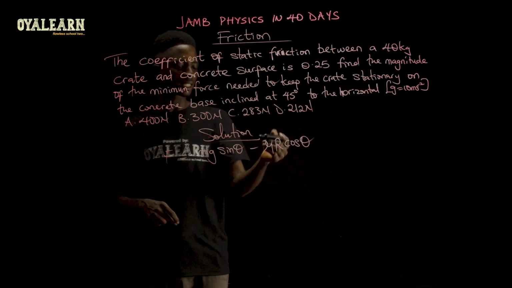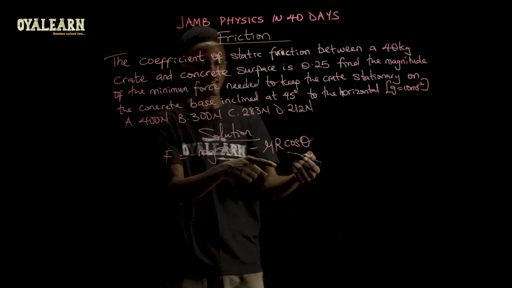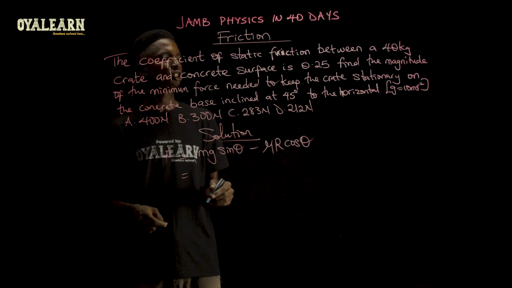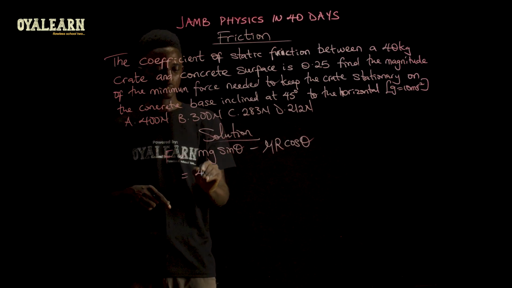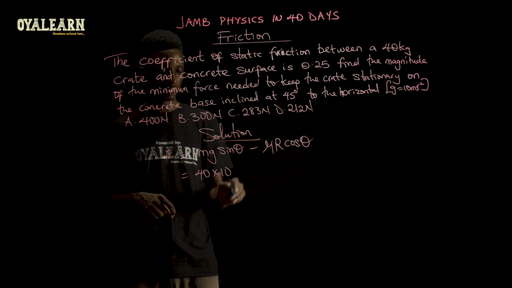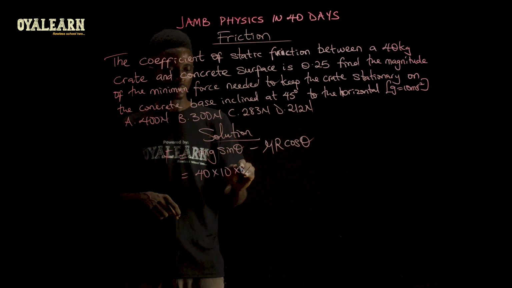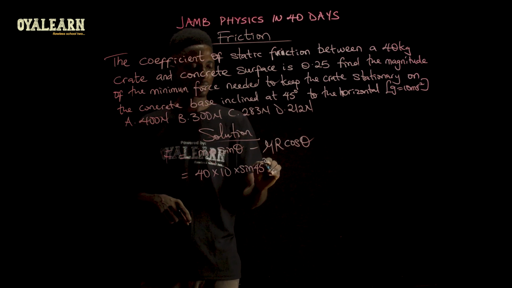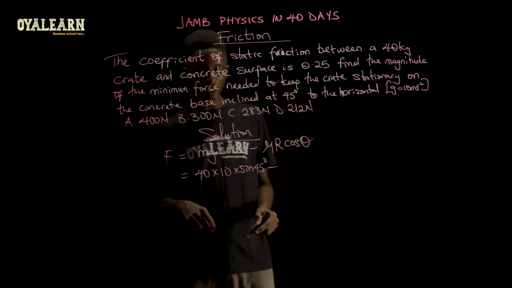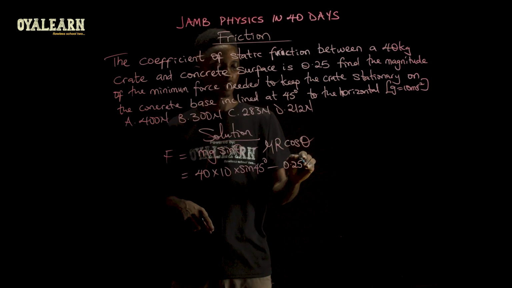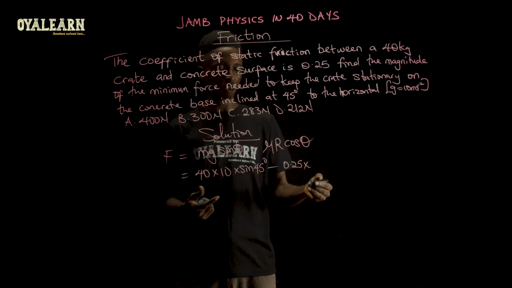So in this case, this is the effect of friction. So you have to subtract that from the frictional force itself. So in this case, what we'll have is mg, where m is 40 times g, which is 10, times sine 45 degrees minus the coefficient of static friction, that is 0.25, times R, which is also mg.